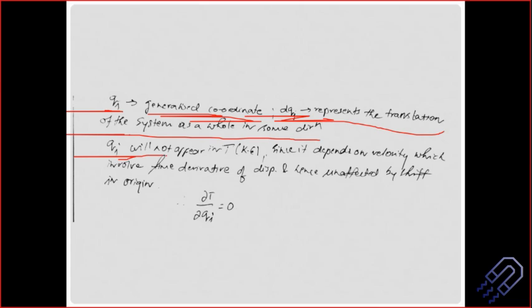So this Qj will not appear in the kinetic energy. I think this is something which we already have seen. Okay, this Qj does not appear in the kinetic energy relation. So kinetic energy is half mv square, dependent on velocity. It does not depend on the position, just like we do with potential energy mgh. So it does not appear there. So we can say that it depends only on the velocity, which involves the derivative of displacement and hence is unaffected by the shift in origin.